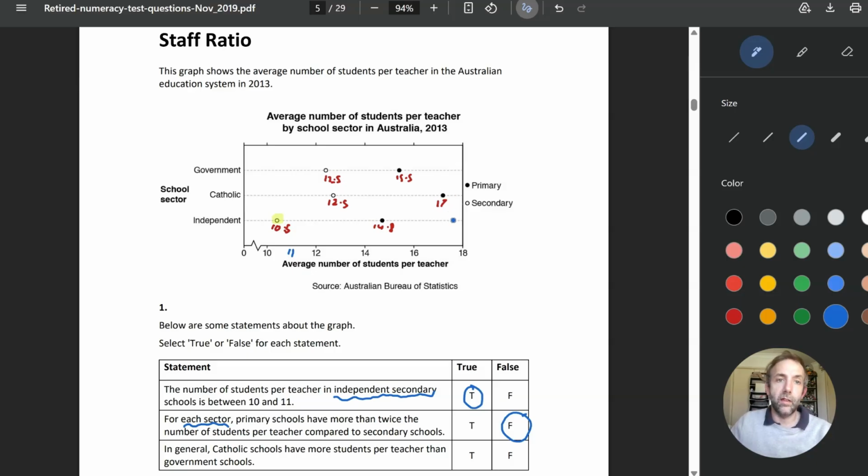So it is consistent. If it's the highest in both secondary and primary, or it was at this point, then we can say that's true. In general, that is true, because it is higher in primary and it is higher in secondary.